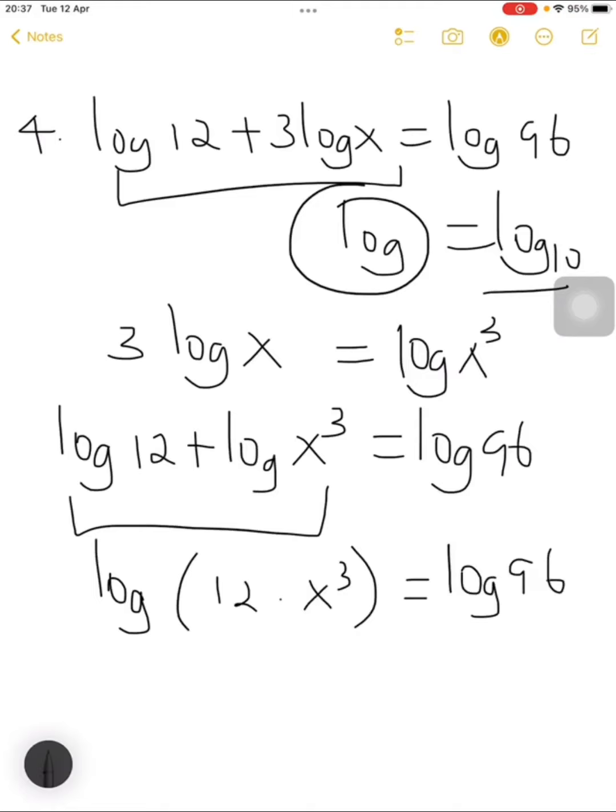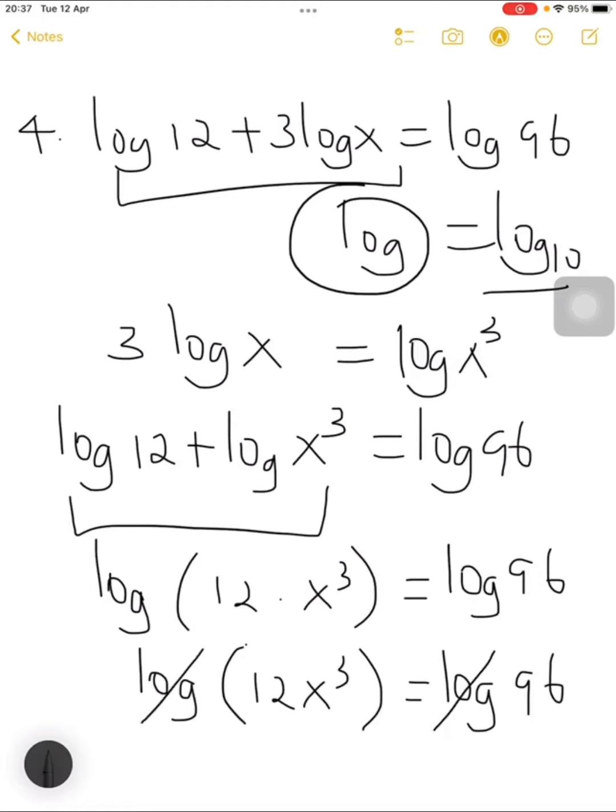96. Here again we have log of 12x power 3 is equals to log 96. We can cancel this log and this log, and please remember always when you are cancelling the log and the log, always ensure the base is the same. Whether it's log base 10, the other side should be log base 10. If it's log base 2, the other side should be log base 2. The base should be the same. And then we can cancel, and therefore we remain with 12x cubed is equals to 96.